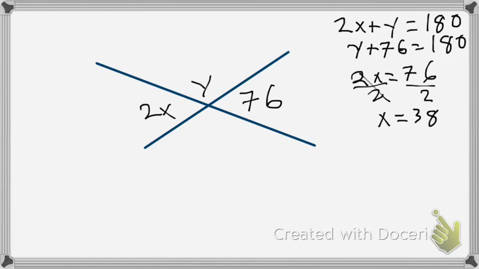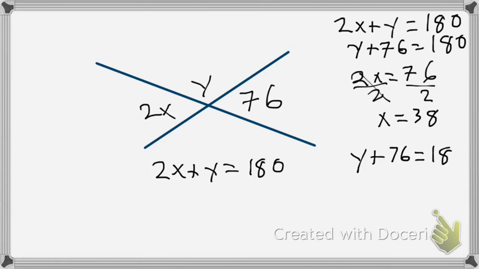I can then take that 38 away with me and plug it back in. 2x plus y equals 180. We're going to plug that 38 in. Oh, I'm sorry. Got a little bit ahead of myself. So we also have y plus 76 equals 180. Now here's the thing. You can plug x into either one of those and you're going to get the same answer. It really just matters on which one's easier for whoever. It doesn't matter. They're both going to get the same answers.